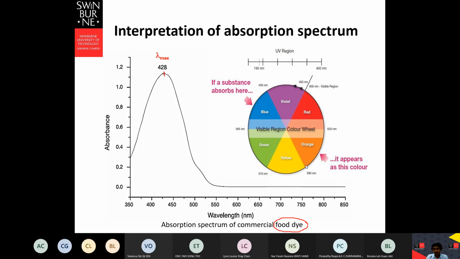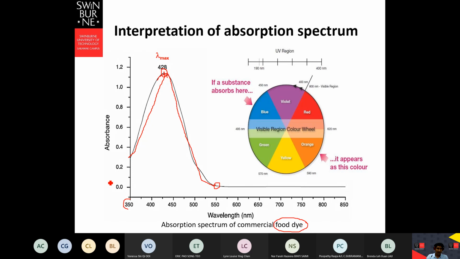The frequency. My question was, why would something absorb the light? For example, here, why 428 nanometer? Why not 550 nanometer? Because it is a peak here. That means it absorbs light at 400 maximum. The absorption happens when the wavelength reaches 428 nanometer.